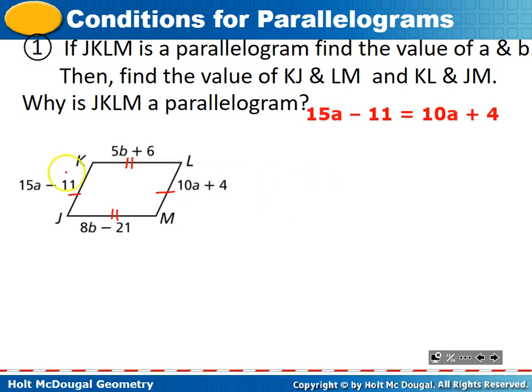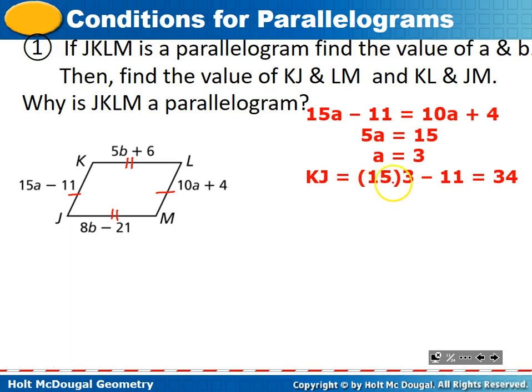So we're going to set these two equations equal to each other. We do 15a minus 11 equals 10a plus 4. Then we subtract 10a and we add 11. So we get 5a equals 15. We plug a back in. So KJ would be 15 times 3 minus 11, that's 34. And with ML, it would be 10 times 3 plus 4, which is 34. So now we can see that those opposite sides absolutely are congruent.